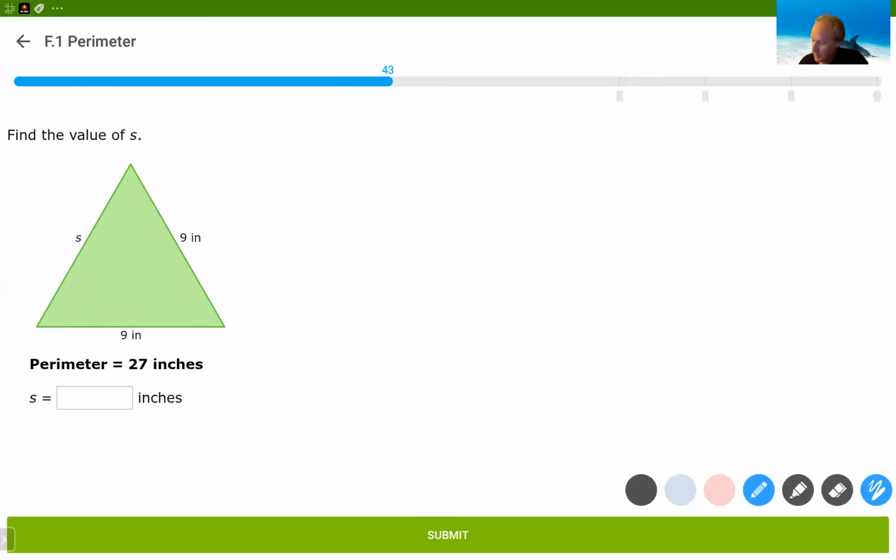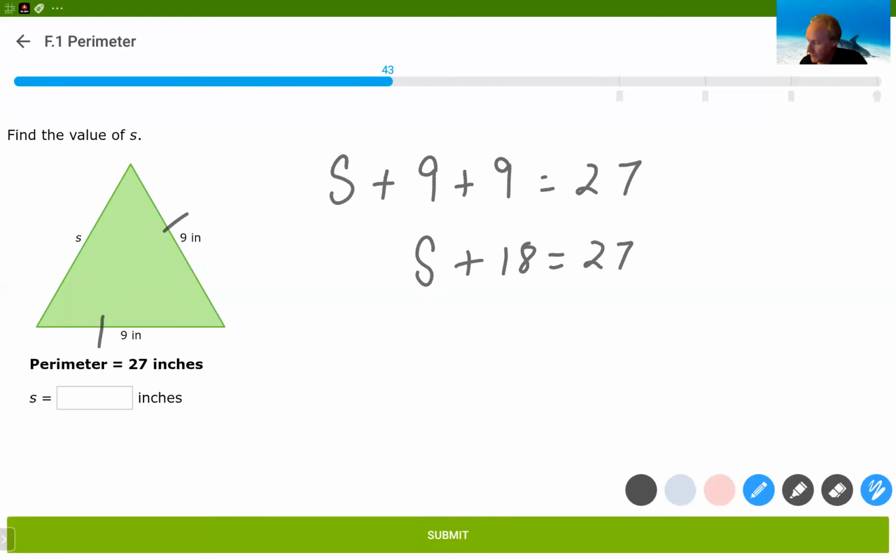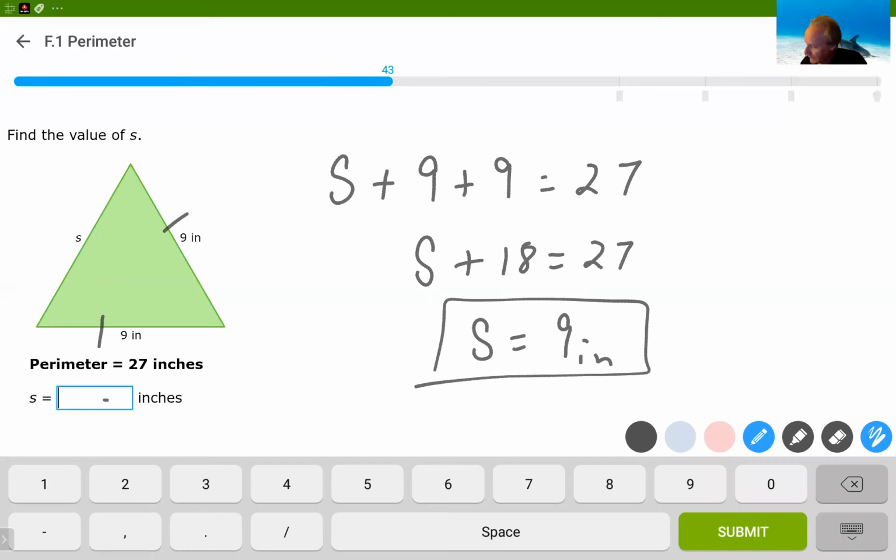This time we have the sum of a triangle, so you're going to add all 3 sides. Notice that it's probably equilateral because it looks like it is, and this is 9 and this is 9. That makes it isosceles for sure, but we know that s plus 9 plus 9 is equal to the 27, and s plus 18 is equal to 27. We subtract the 18, and of course, we find out that it really is an equilateral triangle. It's also considered to be an isosceles triangle, even though it's equilateral too.